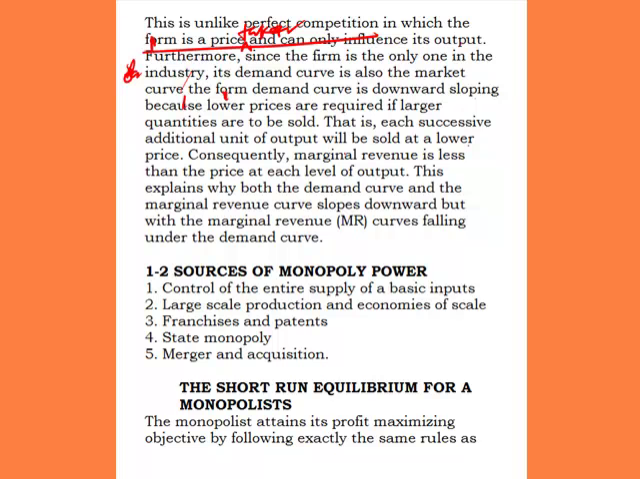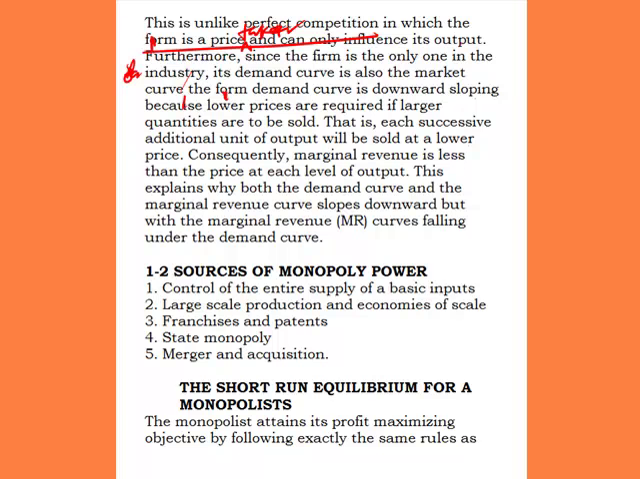Consequently, marginal revenue is less than the price at each level of output. You need to note this point: for a monopolist, the marginal revenue, which is the extra revenue derived from selling extra units of output, is always below the price. So the price of a monopolist is always more than the marginal revenue. This explains why both the demand curve and the marginal revenue curve slope downward, but with the marginal revenue curve falling under the demand curve.